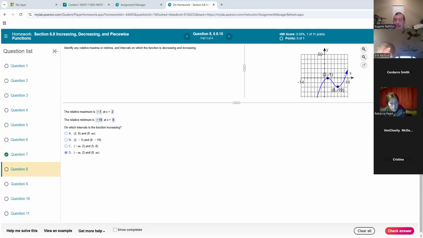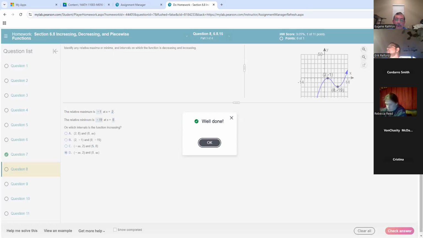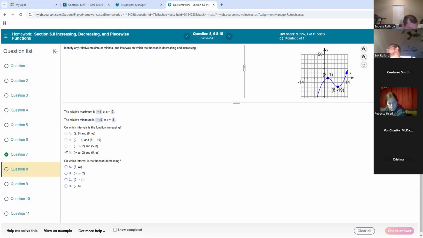All right, so you're going to check that answer. And then it's going to want our decreasing. Also decreasing is just that little middle section of the graph where it starts going downhill. So I want to know, where does that start and where does it end? A, B, C, or D?